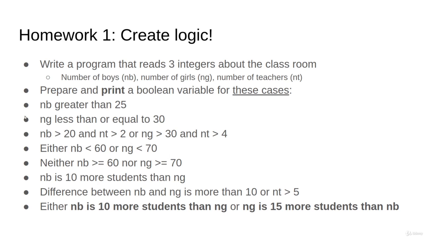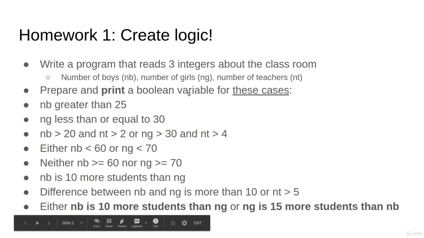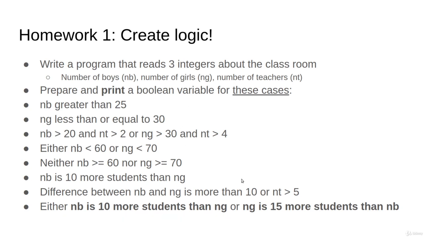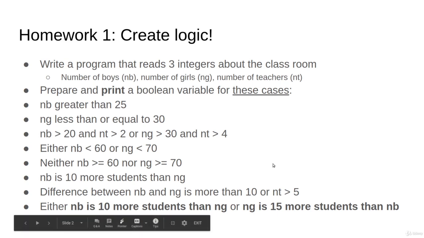For example, an expression for number of boys is greater than or equal to 25. Here, for example, either a number of boys less than 60 or a number of girls is less than 70, and so on. Read every expression here, understand the human semantic of it, and then convert it to some one line of code and compare your answer with my answer.